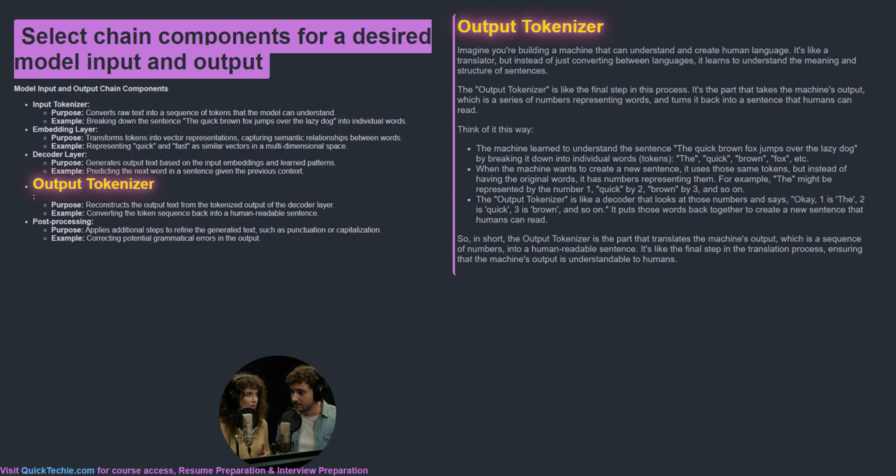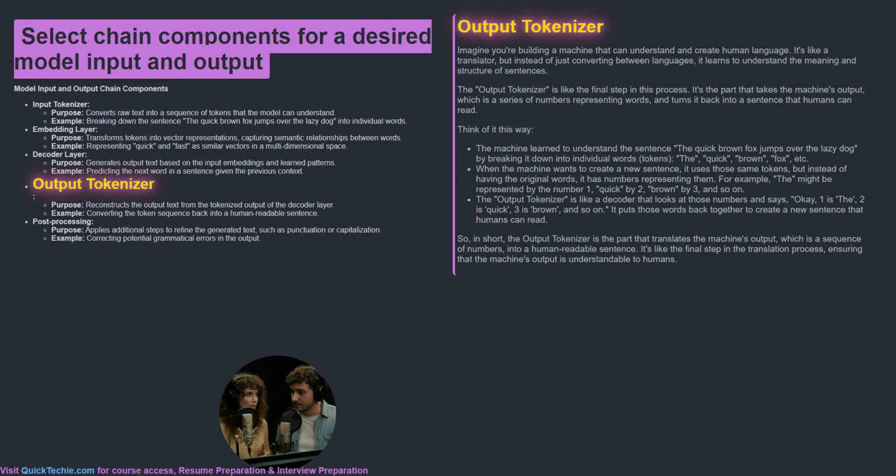Output tokenizer. Imagine you are building a machine that can understand and create human language. It's like a translator, but instead of just converting between languages, it learns to understand the meaning and structure of sentences. The output tokenizer is like the final step in this process. It's the part that takes the machine's output, which is a series of numbers representing words, and turns it back into a sentence that humans can read. Think of it this way.